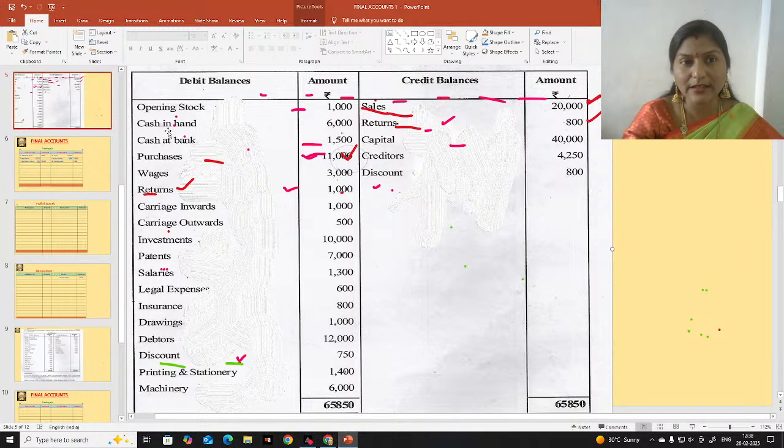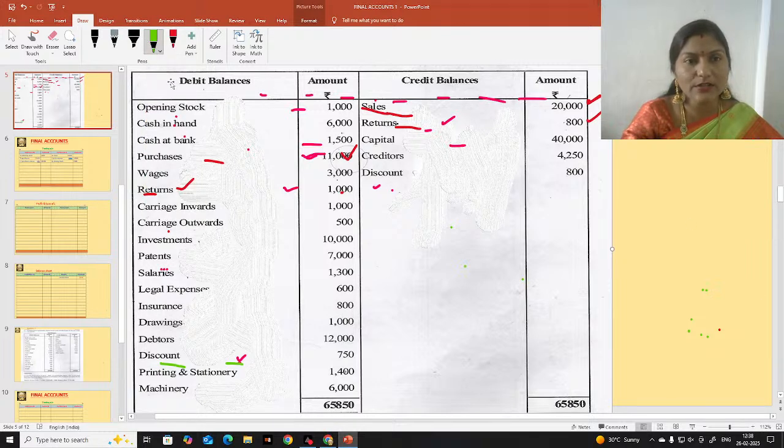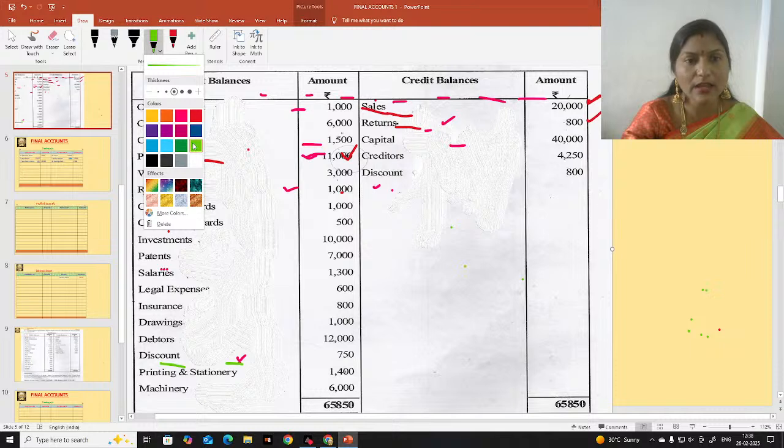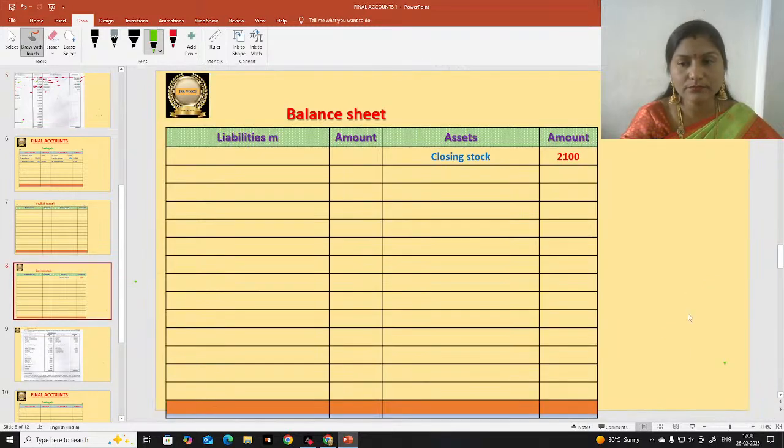And the second item is cash in hand. You can see the second item. What is the second item here? Cash in hand. Now we have to record cash in hand. So where do we write cash in hand? Cash in hand is an asset, so we should write it under the asset side. Let us go and record under assets. Cash in hand, how much do we have? It is 6,000 rupees. So we will write 6,000 in the balance sheet. Let us go and record in the balance sheet.